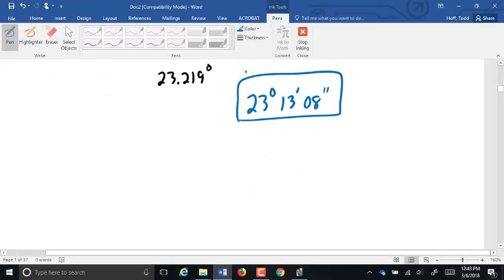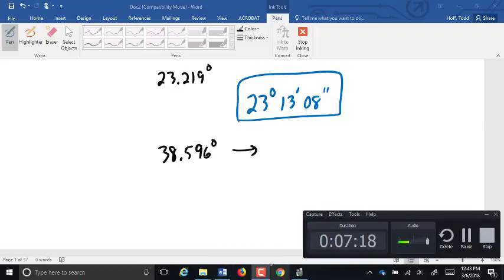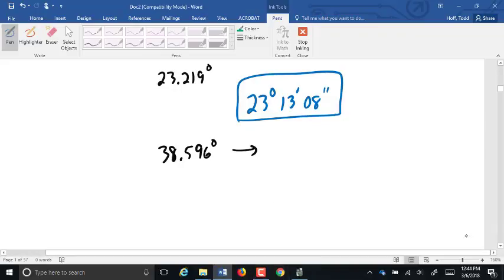I'm going to have you guys try one. Convert 38.596 degrees into degrees, minutes, and seconds. I'll give you a minute to do that. How many whole degrees do we have?